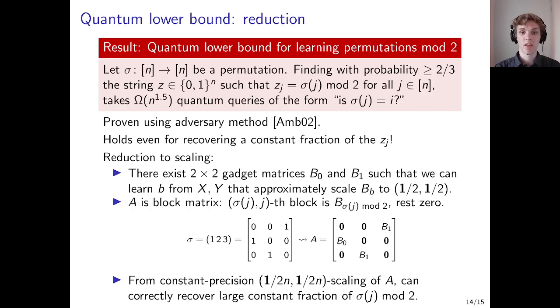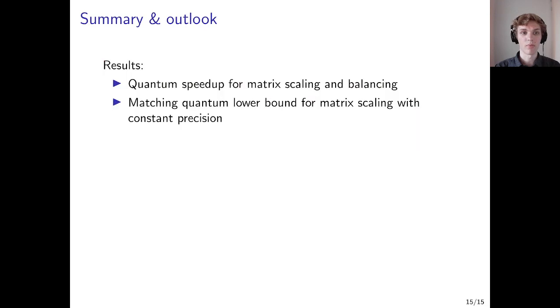Alright, so that's it for the lower bound. Now we will get to a brief summary. So what we've shown is you can get a quantum speedup for matrix scaling and balancing, at least in the constant precision regime. We also proved that we can't do any better in the constant precision regime, by giving a matching quantum lower bound for matrix scaling.